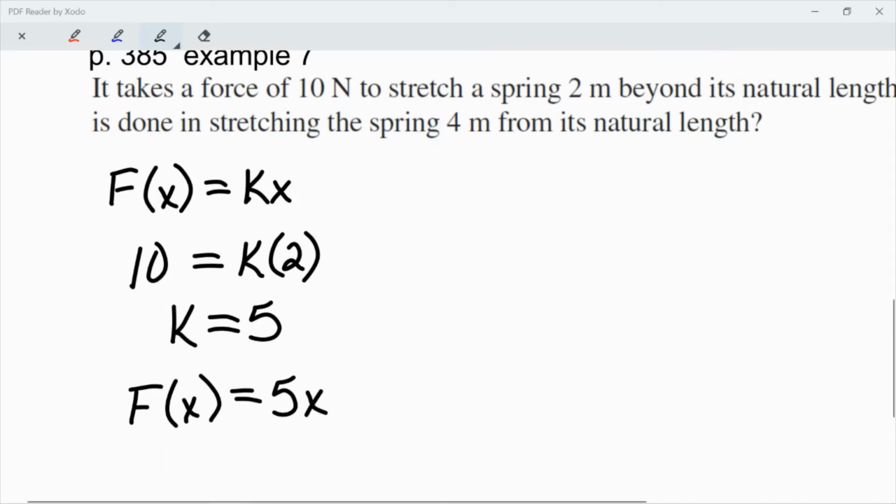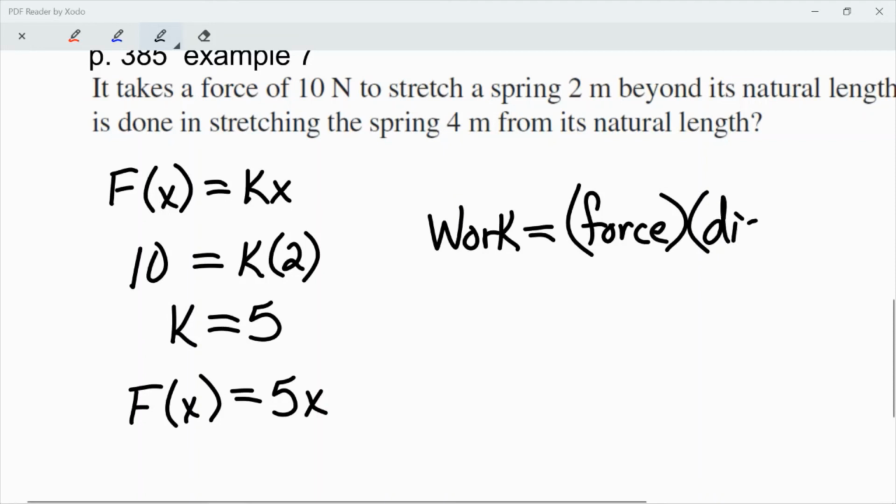Now, when we calculate work, the question says how much work is done in stretching the spring 4 meters from its natural length. A lot of you already know this, but work is equal to force multiplied by distance. So I've got my force multiplied by my distance. Now, when you saw this in your physics classes, most likely you just had a fixed force, a force that was constant. And so then you just did force times distance, and that gave you the amount of work. Well, what we have here is a variable force. So you can think of that force as a rate function.